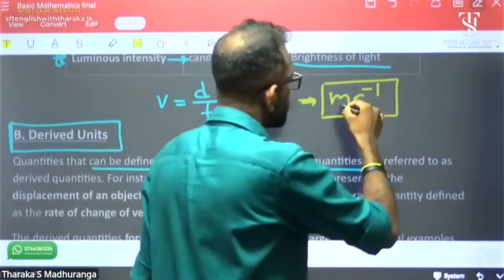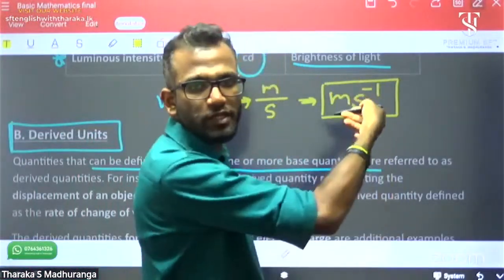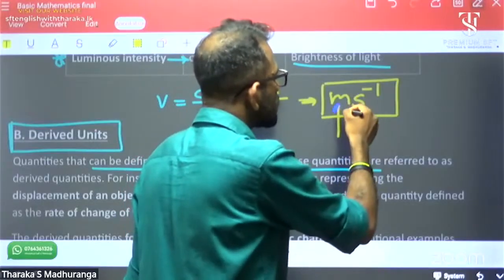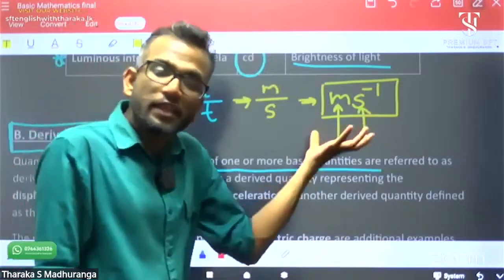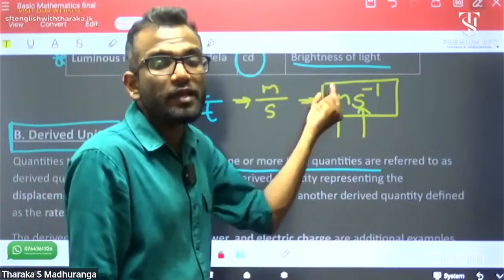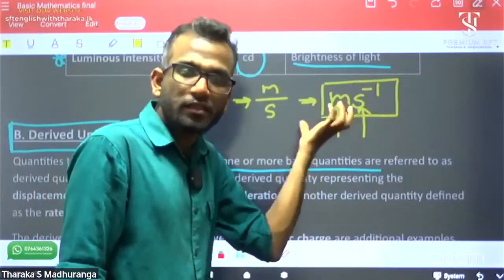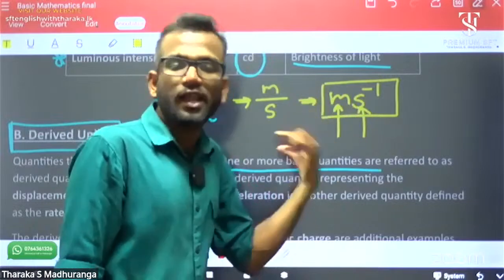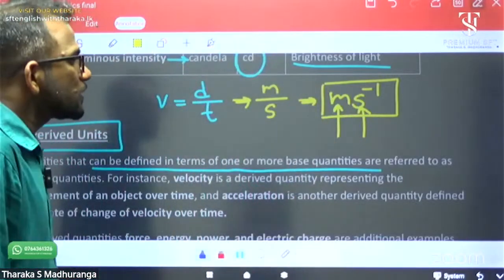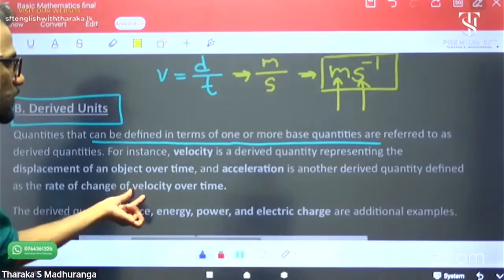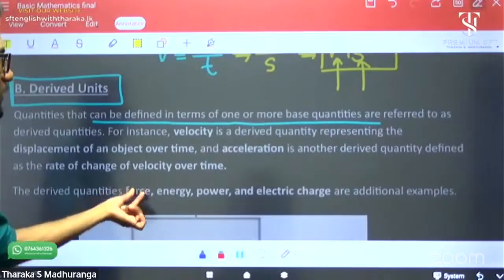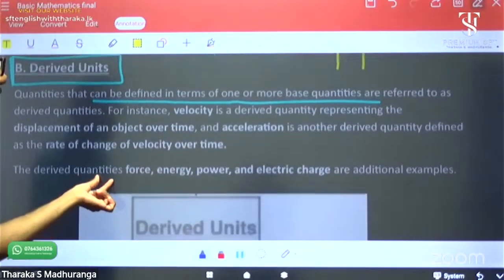Okay, now is it a base unit? No, the meter is a base unit. The second, time, is a base unit. It has two base units. This new unit we call a derived unit. Okay, that's the example.